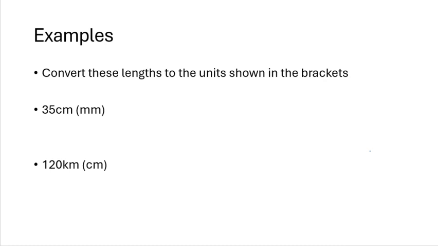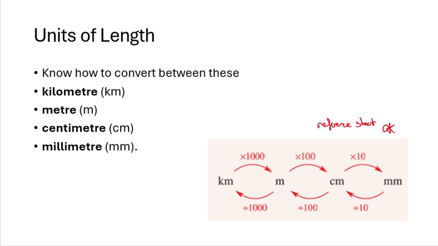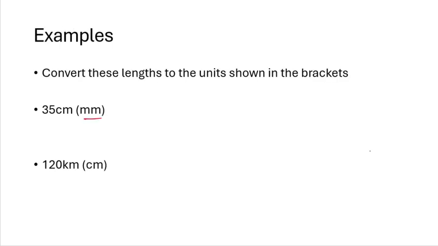Convert these lengths to the units shown in the brackets. Okay, so I'm converting from 35 centimeters to millimeters. Just referring back to my little flow chart here, to go from centimeters to millimeters, I multiply by 10. So 35 times 10 equals 350 millimeters.